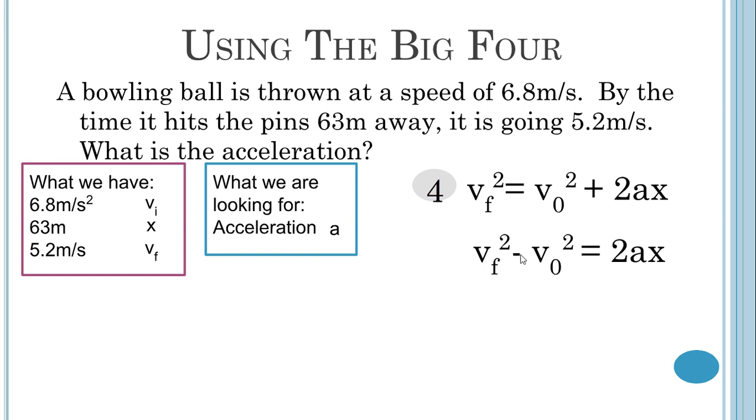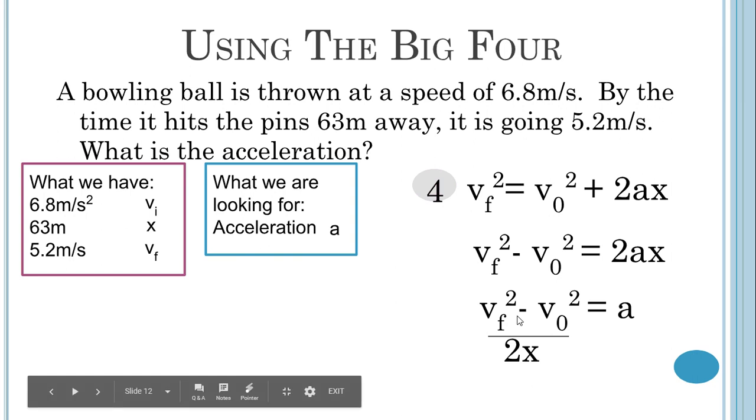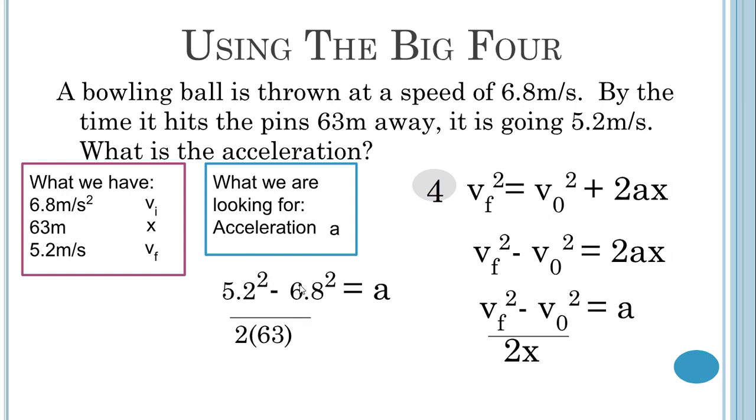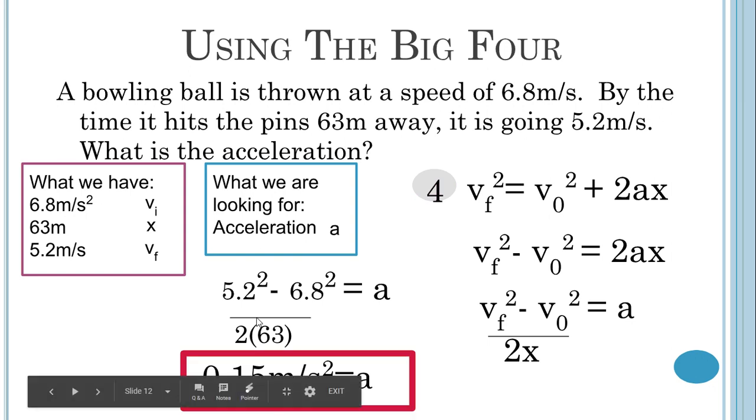So we're going to subtract out the initial velocity from both sides. So we're going to get final velocity squared minus initial velocity squared is equal to 2ax. Now we're going to go and say bye to our best friends, 2x. Because they're multiplying, we need to divide. What I do to one side, I do to the other. So I have vf squared minus v naught squared over 2x equals a. Now my a is by itself, so I'm going to go ahead and plug in my information. Remember to square your velocities. This is very important. Okay, and I get negative 0.15 meters per second squared.